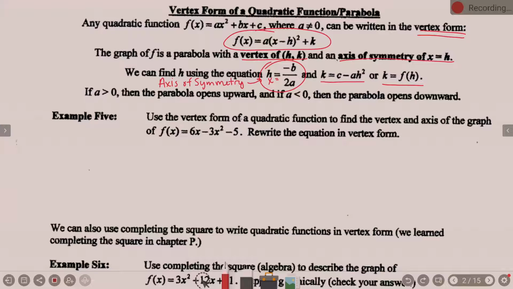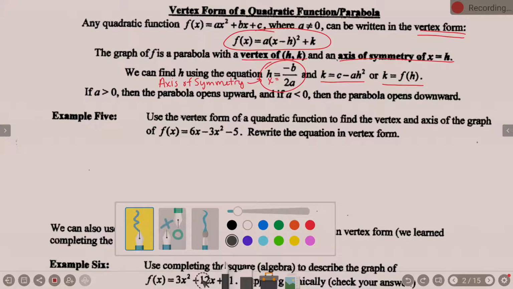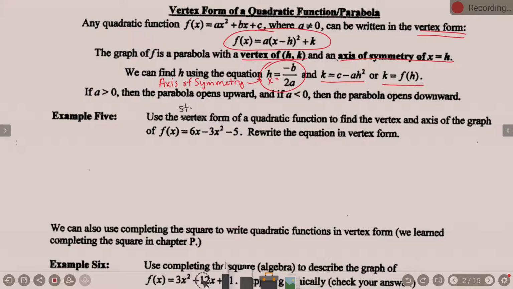Now, this really should say, instead of vertex form, we're going to use standard form because that's what they give us here. Okay, we're going to use the standard form of a quadratic function to find the vertex and axis of symmetry of the graph of this given function. And then rewrite the equation in vertex form at the end. Now, how do you guys feel about this function? f of x equals 6x minus 3x squared minus 5.